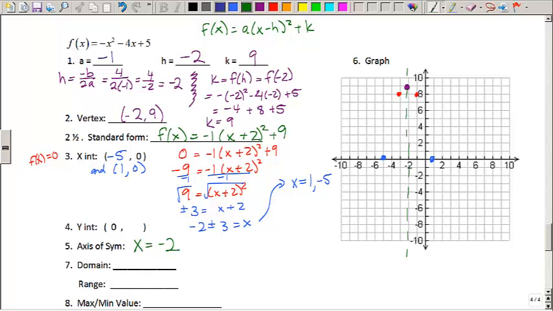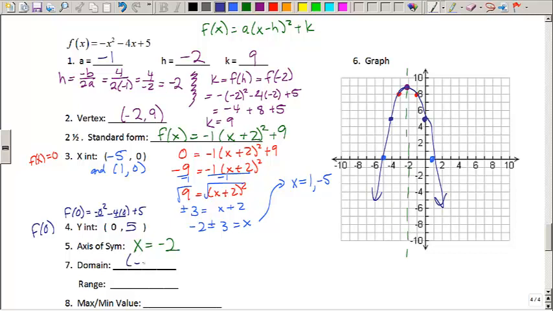To find my y-intercept, I can evaluate the function at 0. So f of 0 is -0 squared minus 4 times 0 plus 5. So you have 0 minus 0 plus 5 is just 5. Finding y-intercepts using general form is usually a lot easier than standard form. Next, I can plot my y-intercept at 0, 5. Notice that's 2 units away from your axis of symmetry, so you can go 2 units on the other side and get another nice point using your axis of symmetry. I've got 7 nice points, and I can sketch my graph.